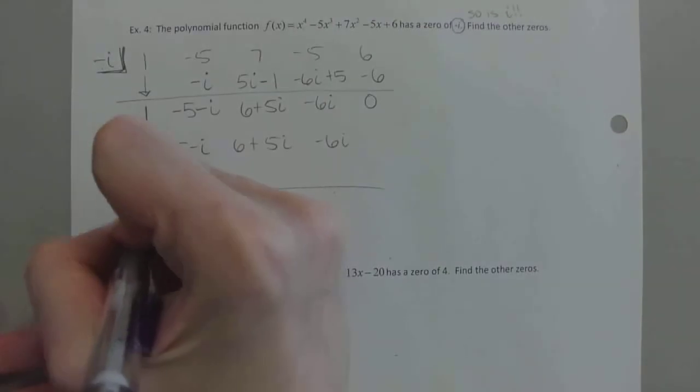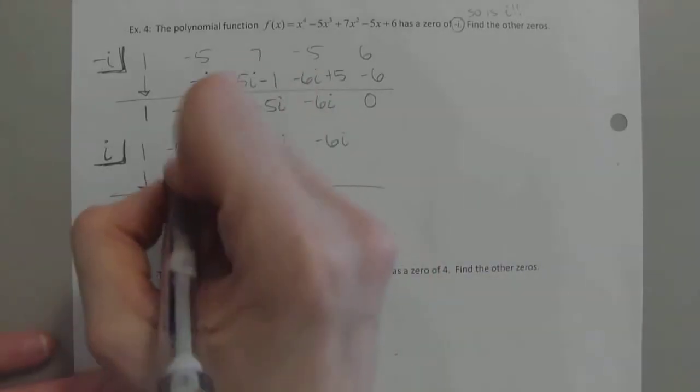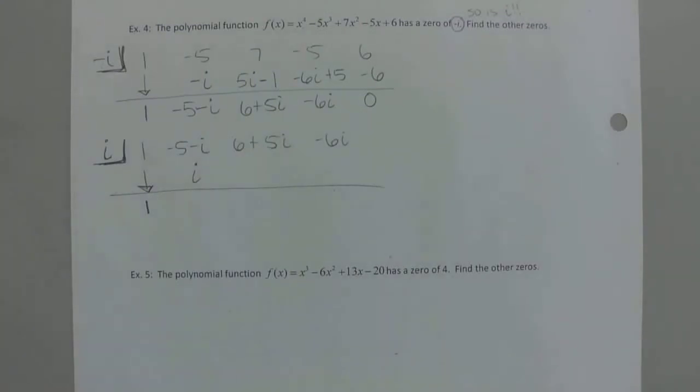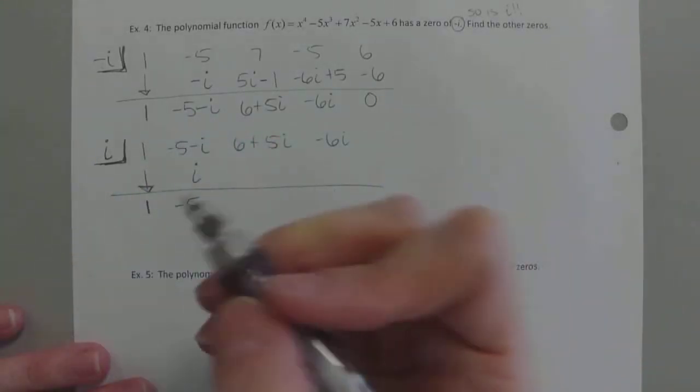So just pull down those coefficients that we just found, leave the gaps, right? Negative 5 minus i, 6 plus 5i, negative 6i. We don't worry about that. And we'll have the line, bring down the 1. And guys, this goes a lot cleaner because the i's will start canceling out. So what's i times 1? Just i, right? i times 1 is just i.